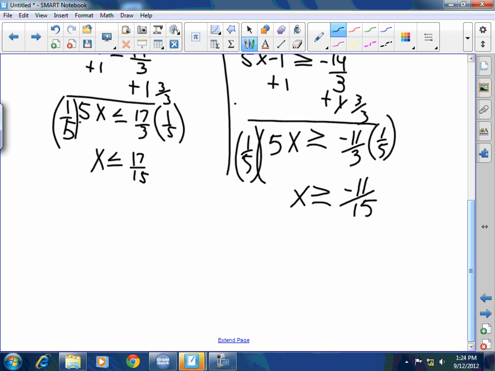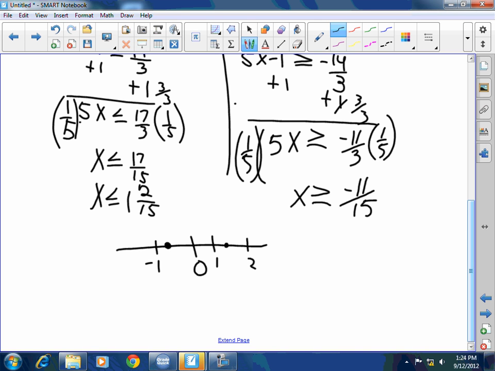Now, how to graph this? Well, x is less than 1 2/15, and that other one's already in a fraction, so this is pretty easy to graph. Here's -1, -11/15 has to be here somewhere, right? And 1 2/15, here's 1, here's 2, so it's about here, all right? So I have x is less than or equal to 1 2/15, so I go to the left, and it's greater than or equal to -11/15, closed circle, to the right.